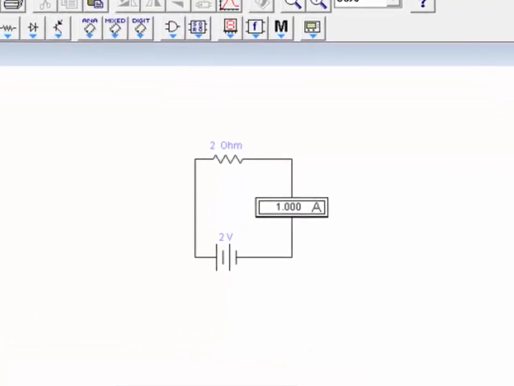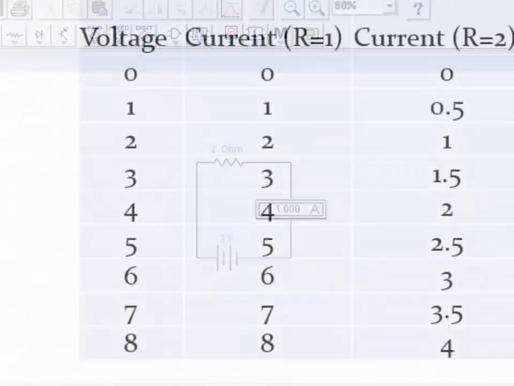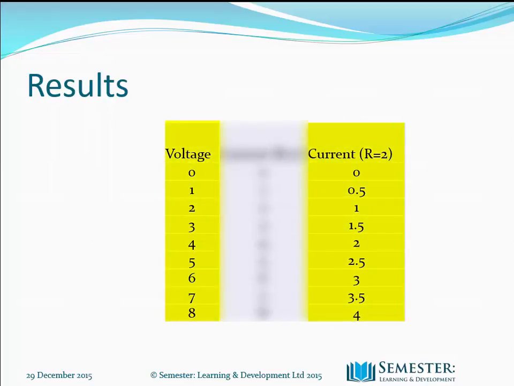Let's now look at this circuit. If we change R1 to 2 ohms, what do you think will happen to the current? Will it go up or down? Well, in fact, for comparison, we can see in this column, when the resistance equals 2, the current has actually gone down. With a voltage of 2, the current is now 1.